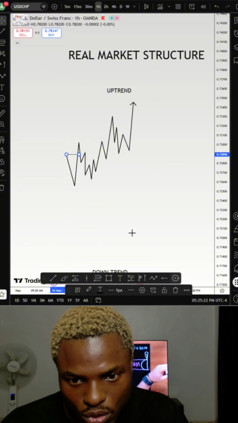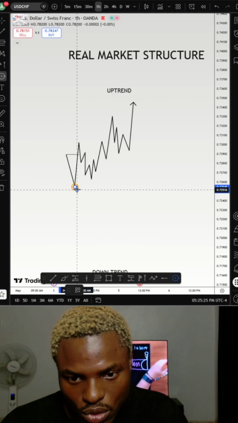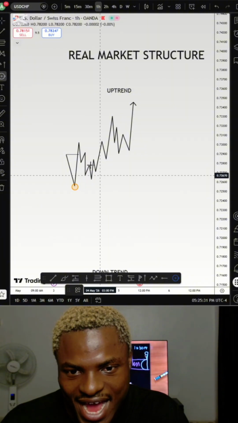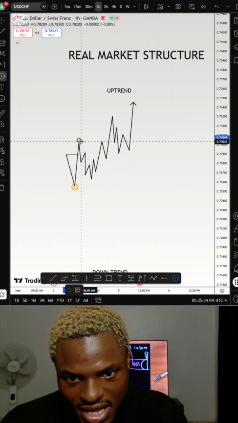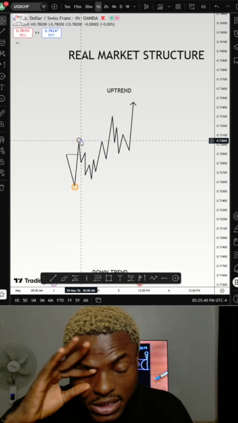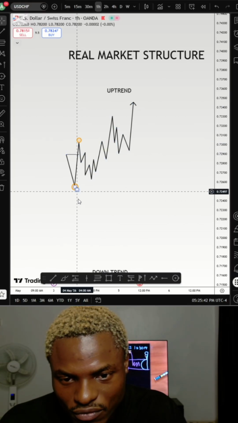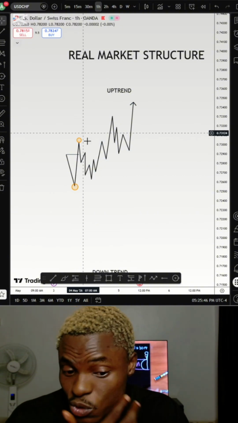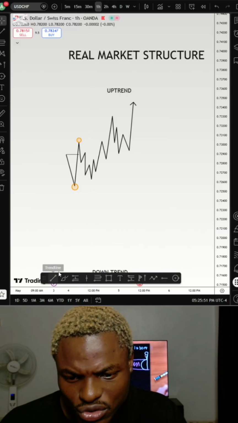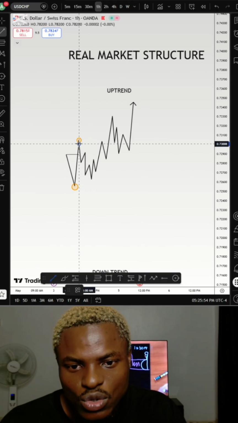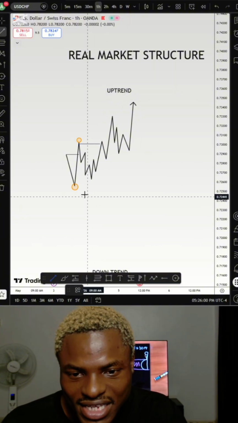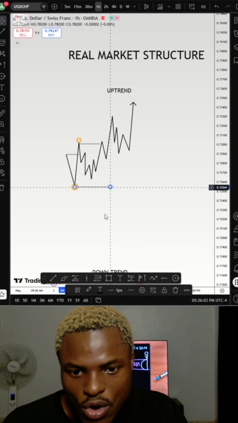So this low right here is the low that was responsible for breaking this structure, and this high right here is the highest point the market got to before we have this retracement. So anything outside of this range and below this range is the external market structure. For you to have a break of structure, if you are marking out your higher highs and higher lows, the market needs to break this high. And for a change of character to happen, the market needs to break this low.